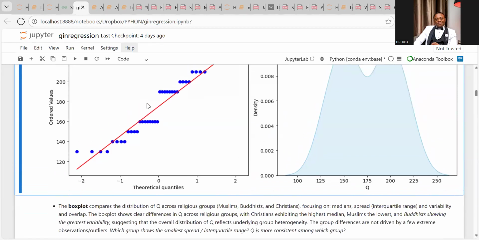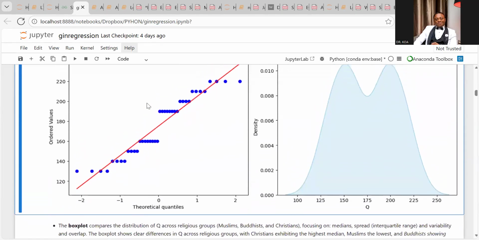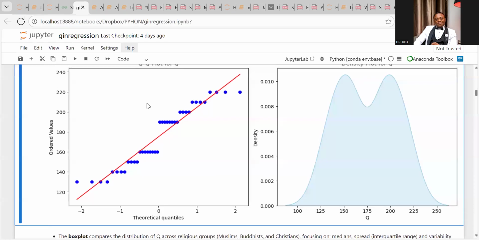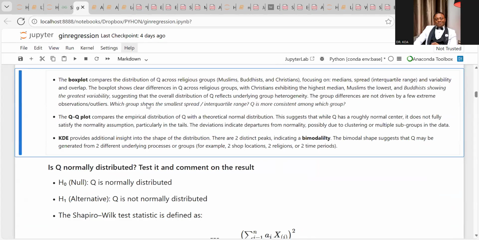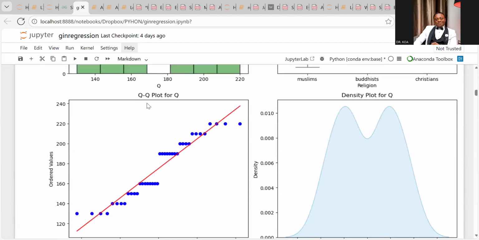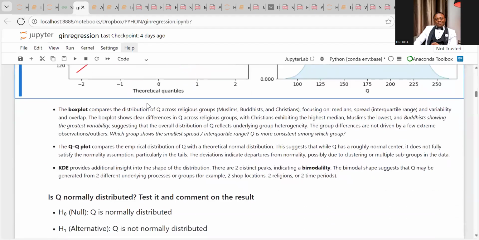Now, when you look at the quantity demanded, would you say it's normally distributed or not? What would you say? Is it normal or not? Well, you can see right through the needle there. Even though it might look like it's roughly in the center, it doesn't satisfy the normality assumption. When you look at the tails, the deviations indicate departures from normality. There is a clear departure from normality in the data set. So that is one thing you can use to determine normality or not.